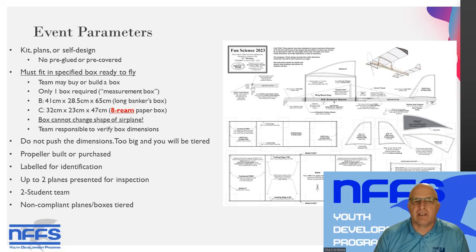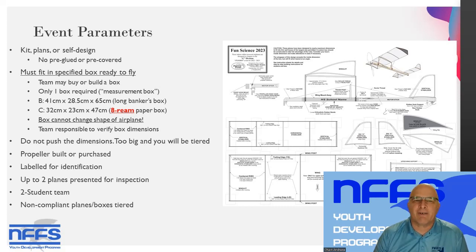For C division, it's a larger change, both for availability of stock boxes and for flyability. It's 32 centimeters by 23 centimeters by 47 centimeters. This is 1 centimeter narrower and 4 centimeters less tall than last year's box, but it's 4 centimeters longer. Last year's plane suffered from a very short tail moment, which made it difficult to trim. This year's plane should be a little easier to trim. And this equates to a typical 8-ream paper box.